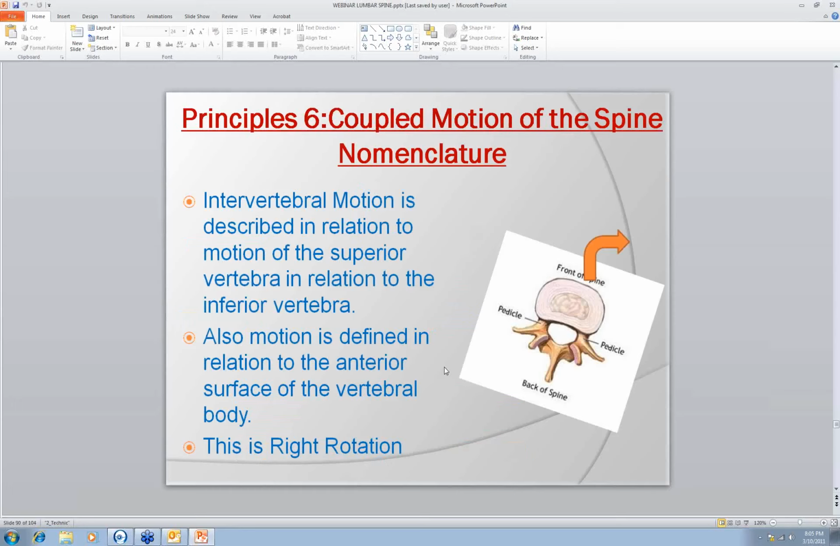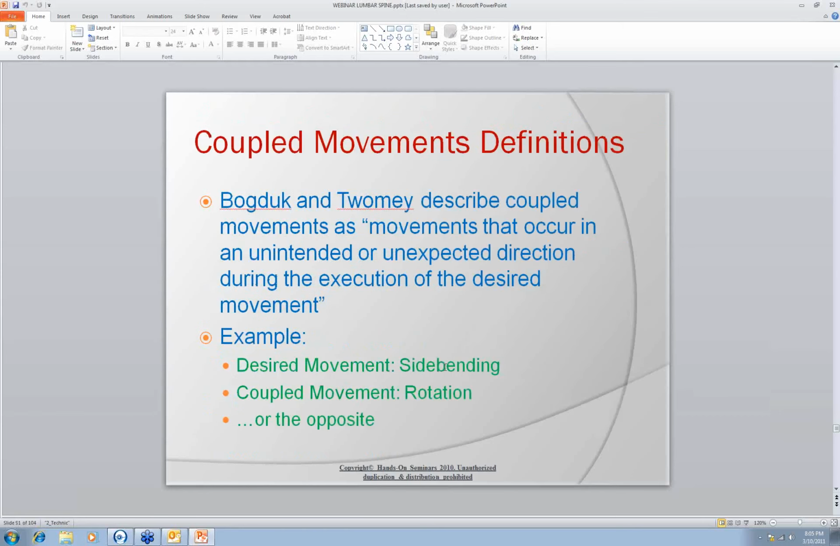It's very important also, when you are deciding what specific technique to use, to understand the principles of coupled motion. And coupled motion can be a rather challenging concept to understand. I'm going to say a few words about it now, but probably I'm going to make another webinar discussing only coupled motions for an hour.